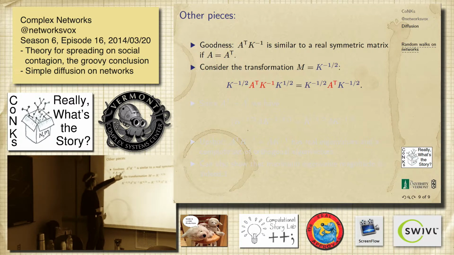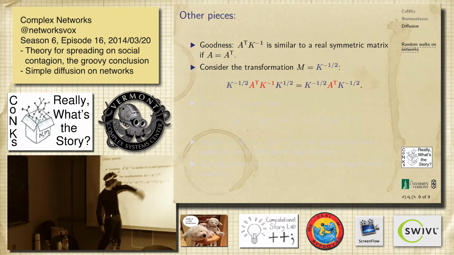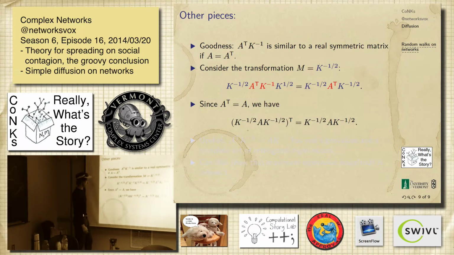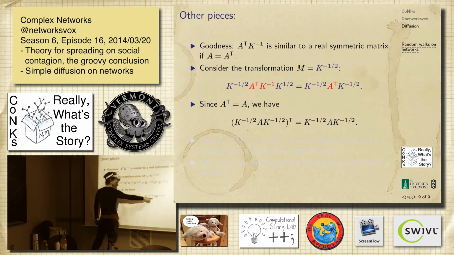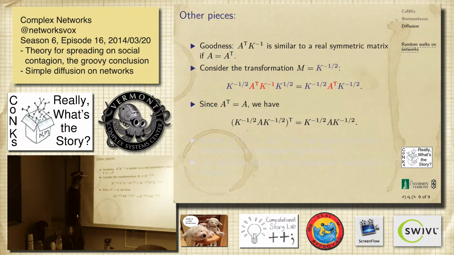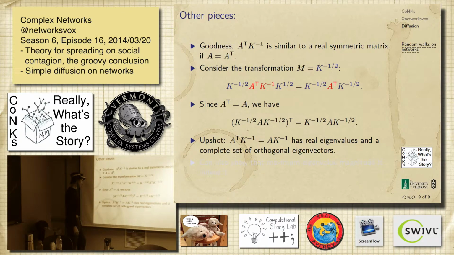So if it's a symmetric matrix, A equals A transpose, which is fine for these undirected networks. So if we take this guy, M equals K to the minus a half, then we can put M to the minus 1, like this. That gets this guy here. And since we have A transpose equals A, we can just replace that guy there. And the last thing is, did I do the wrong thing?